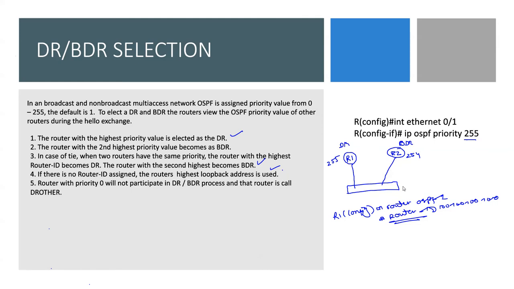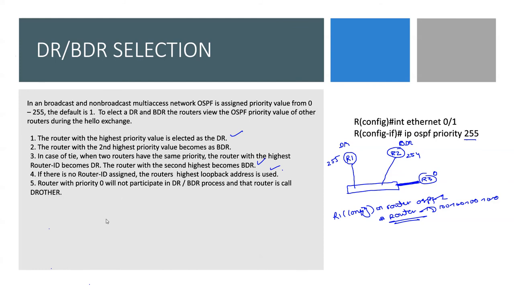Let's say you have a third router, and the third router is there, but it doesn't want to participate in the DR BDR selection process. Then you basically give it a priority of 0. You assign a priority of 0 to the interface, and this way this router will not participate in the DR BDR election. So I hope that's clear.